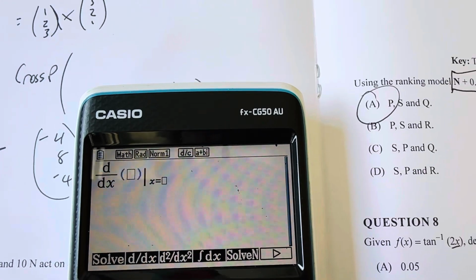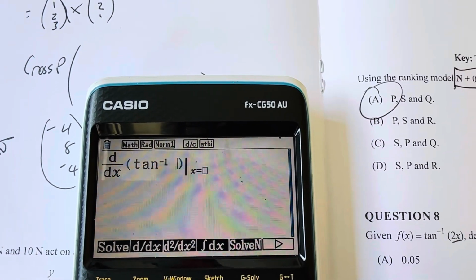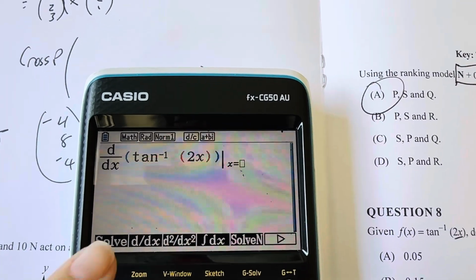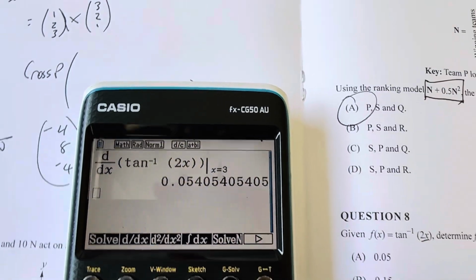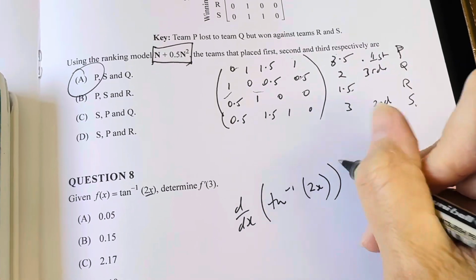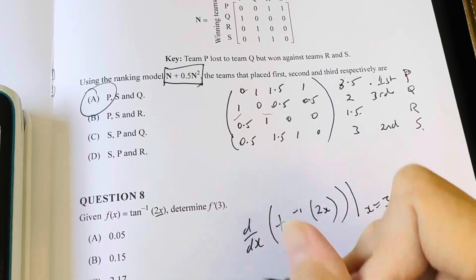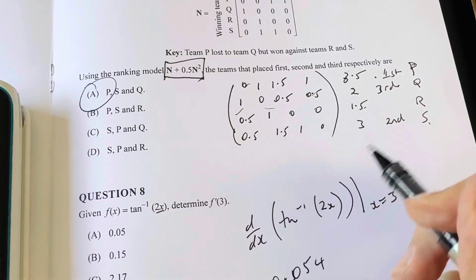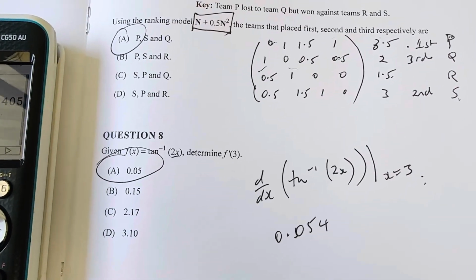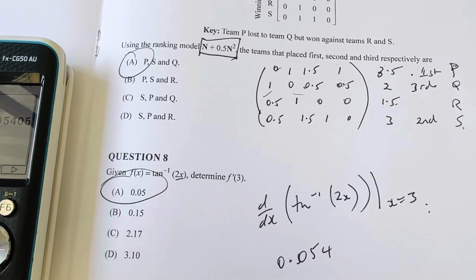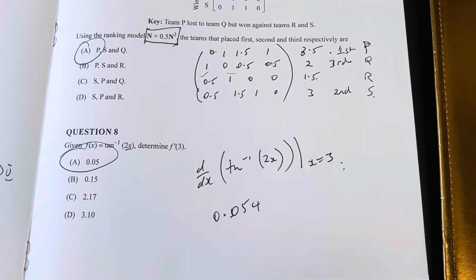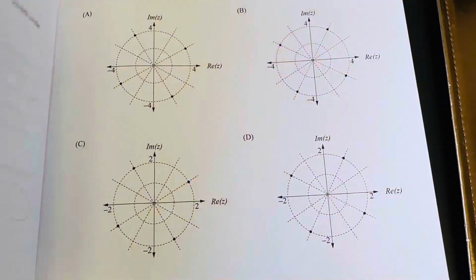dy/dx. My function is the inverse tan of 2x, and I want at x equals 3. Straight up. So you just enter tan to the negative 1, 2x, x equals 3, and you get 0.054. A is your answer. Nice, simple one to do, but you've got to make sure you can do your derivative on your calculator. Otherwise, that would take you much longer to do, and it's only a mark. So we're trying to be as quick as we can.